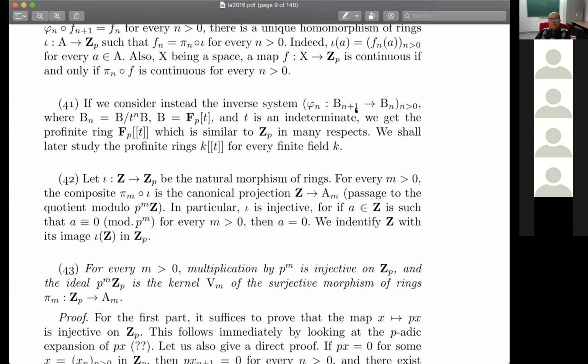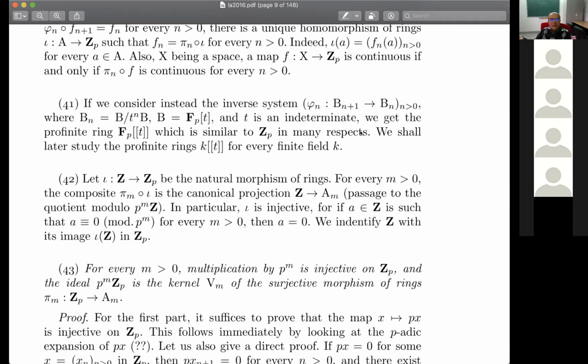And that defines an inverse system. These φ_n define an inverse system. And I can take the inverse limit, right? This inverse limit is denoted Fp[[T]]. So a typical element of Fp[[T]] will look like a_0 + a_1 T + a_2 T^2 + ..., where the coefficients a_i come from the field Fp, and there are infinitely many powers of T involved. Infinitely many of these coefficients may be non-zero.